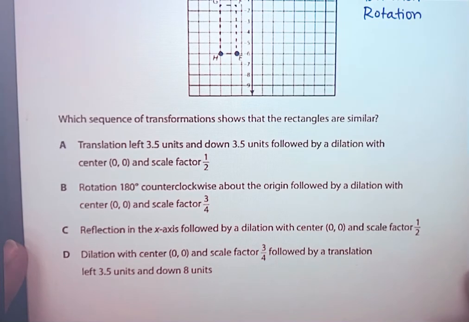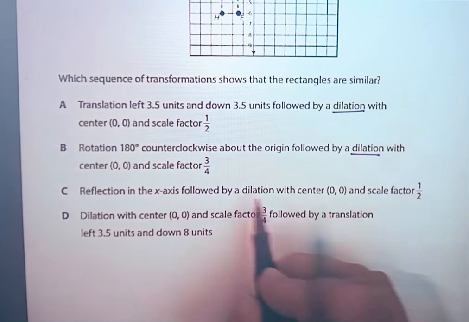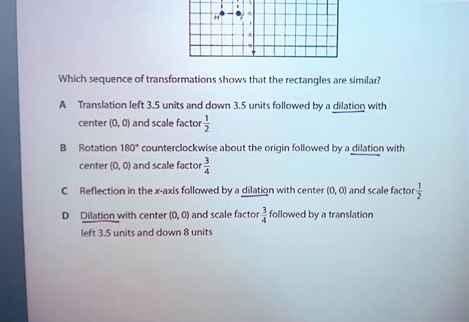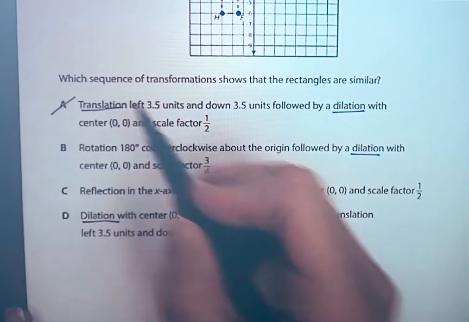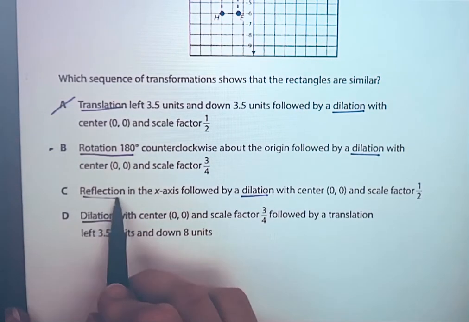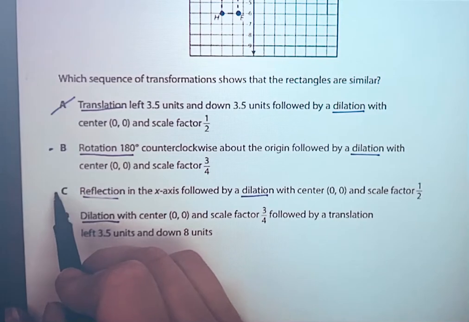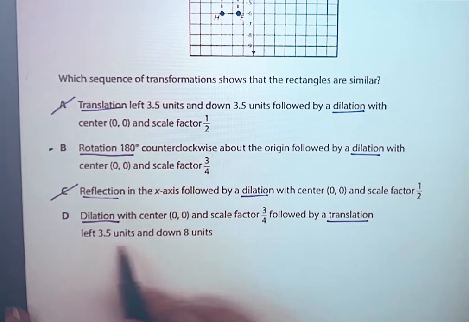So looking at my answer choices, it says, which sequence of transformations shows that rectangles are similar? Well, I see a dilation, dilation, dilation, and a dilation. Okay? So it can't cancel out anything based on the word dilation. But I also see a translation. I don't see a rotation in this statement. I see a rotation here, so this is a possibility. This is a reflection, and I don't see the word rotation. And then this is a translation. I don't see the word rotation again.